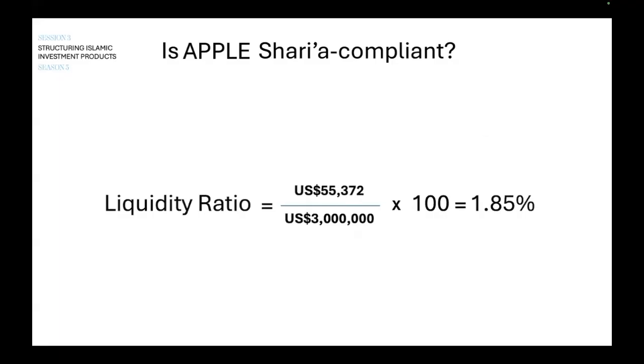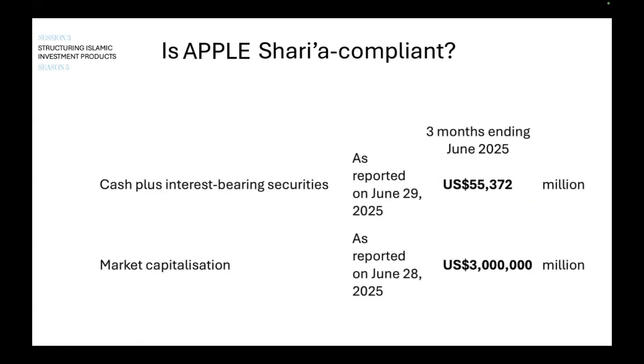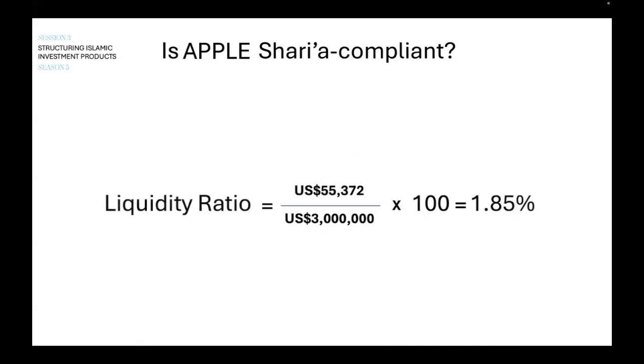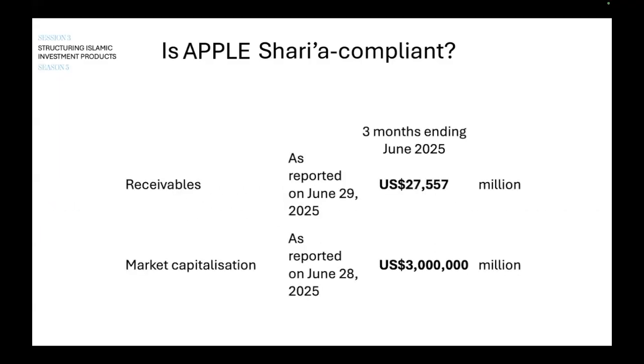So when we calculate the liquidity ratio based on cash plus interest bearing securities divided by market cap, this is 1.85%. Again, this is very low as compared to the threshold. The third financial screen we look into is the receivables.